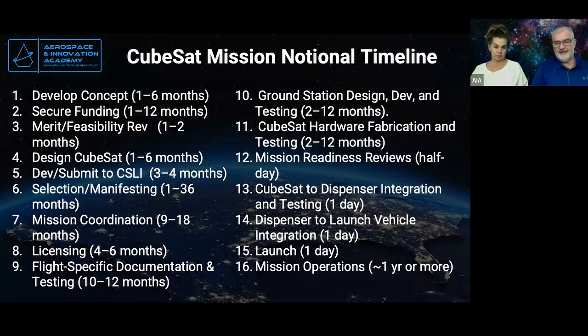So plan ahead if you're building your own ground station, and coordinate to make sure your radio communicates well with your ground station.